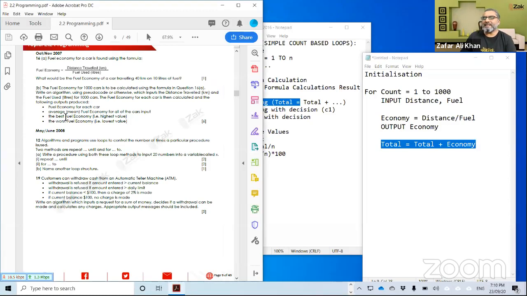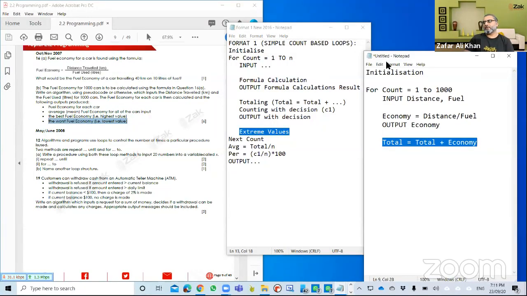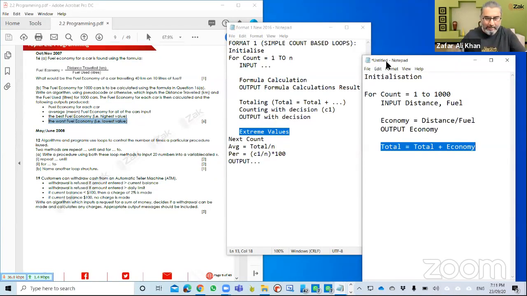Then it says the best fuel economy, which is the highest, and the lowest fuel economy. The best fuel economy or the lowest fuel economy. So it means that now we have to deal with extreme values. Let me first explain how extreme values work and then we get back to this question.